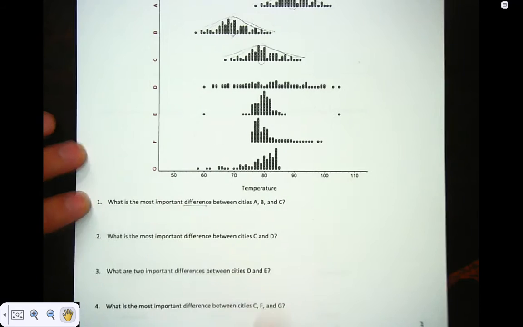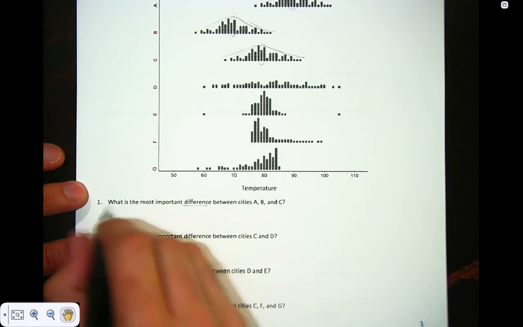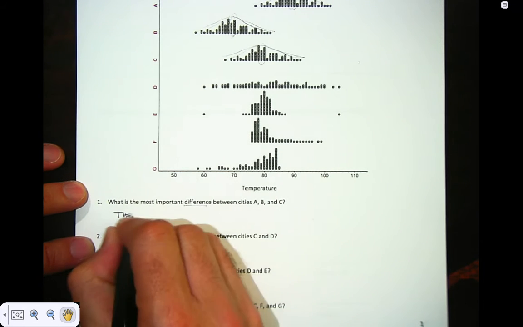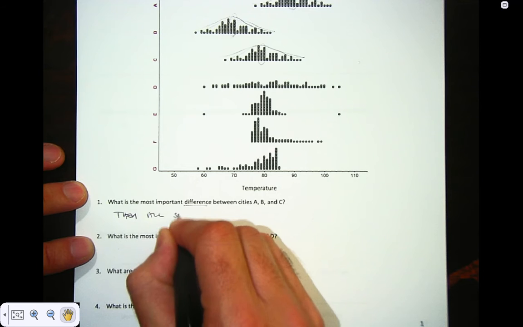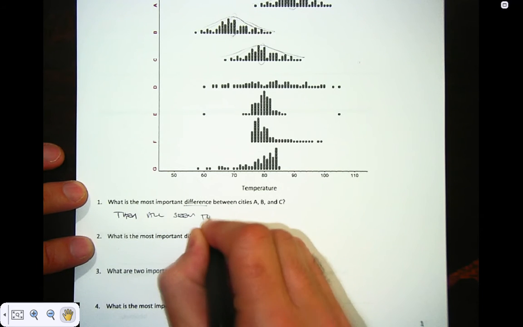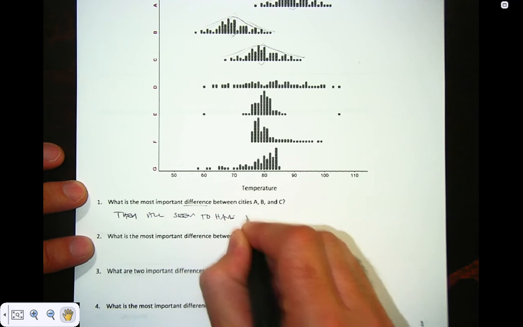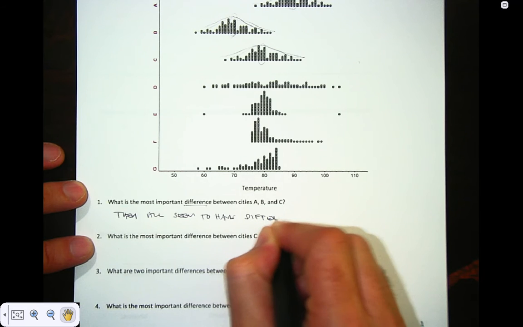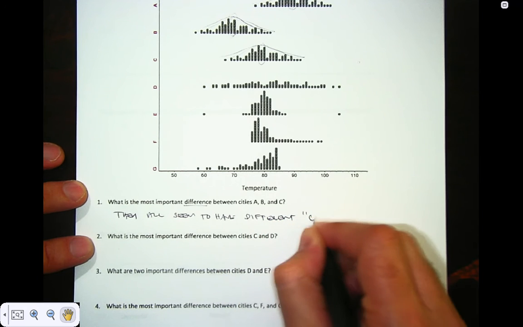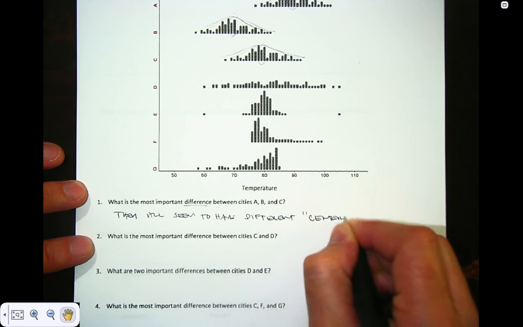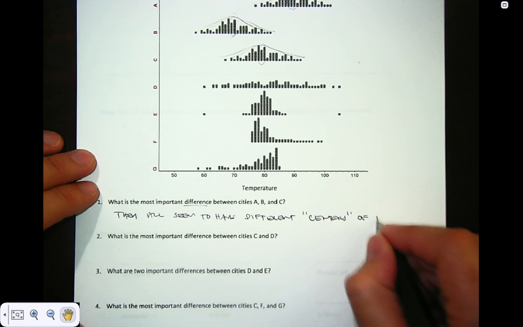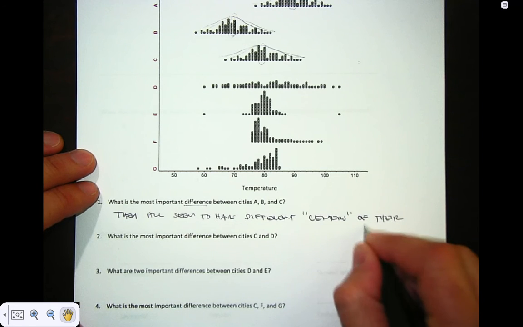And so the main difference between cities A, B, and C is they all seem to have different centers of their distribution.